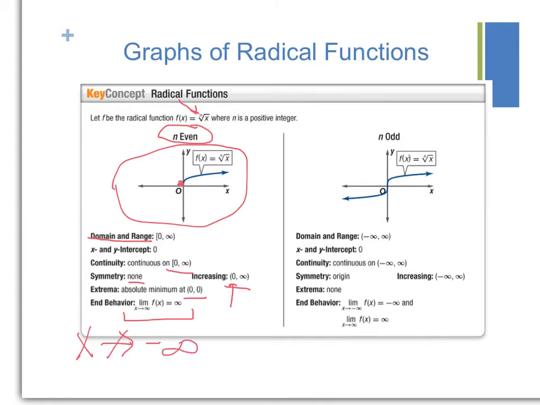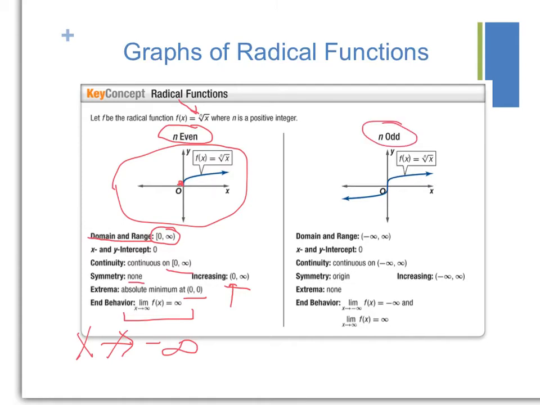I put an arrow and then put a slash through it. X cannot approach negative infinity because our domain only goes from 0 to positive infinity. Since our x values only go from 0 to infinity, it's impossible to approach x equals negative infinity.